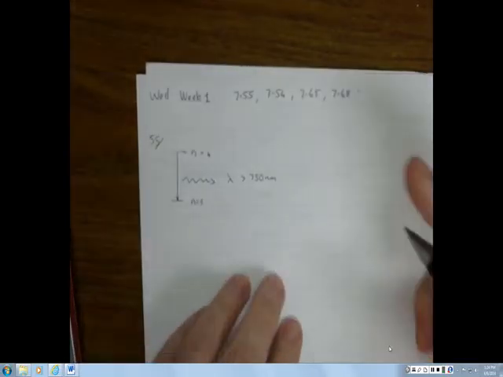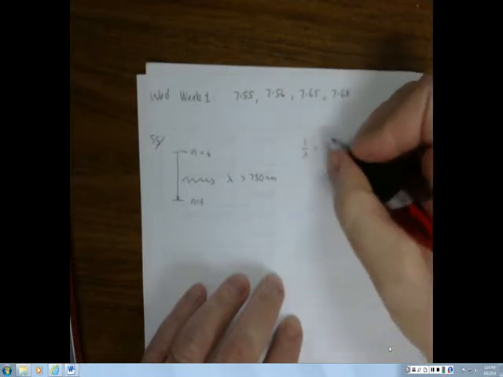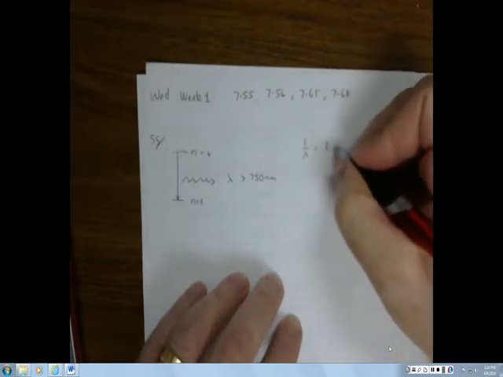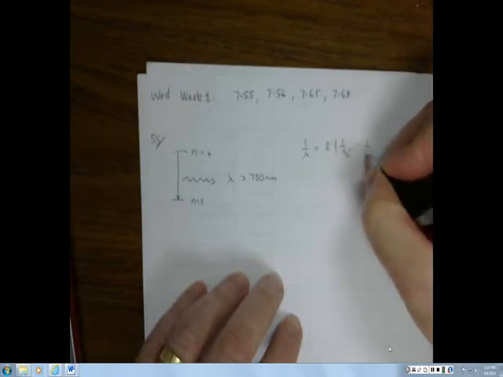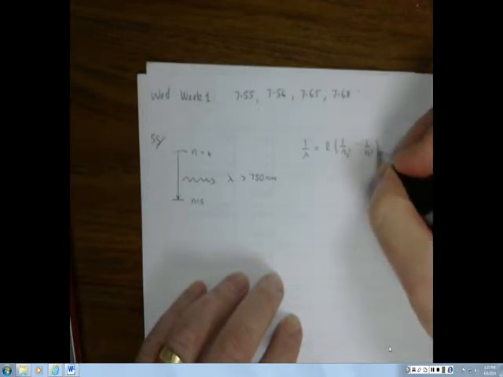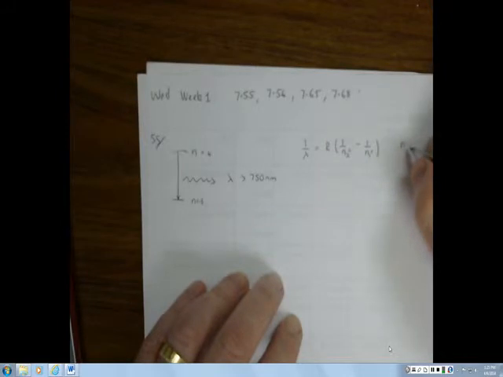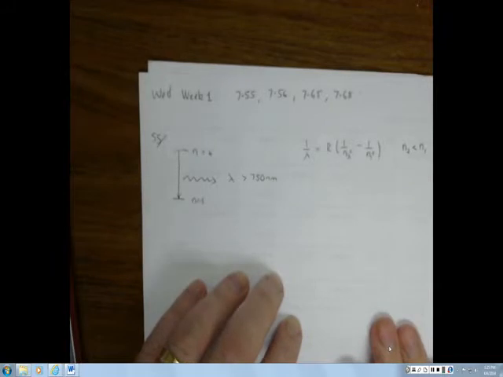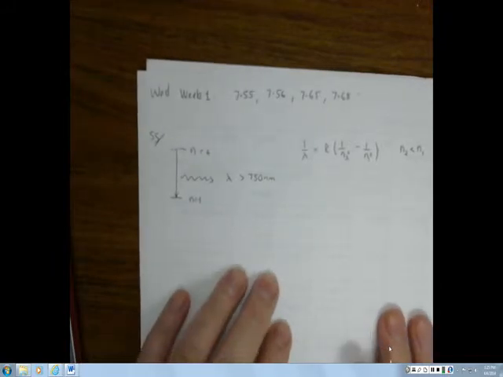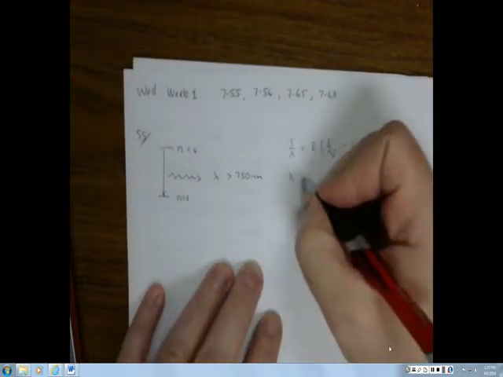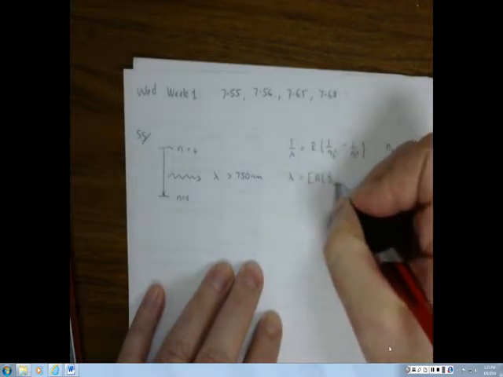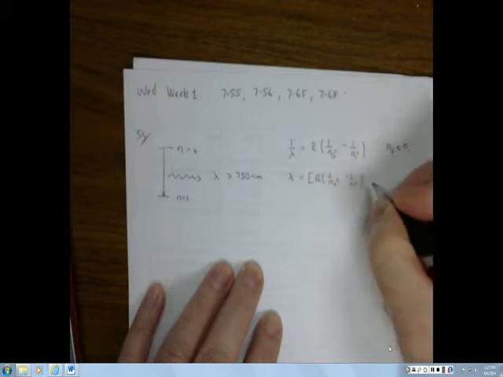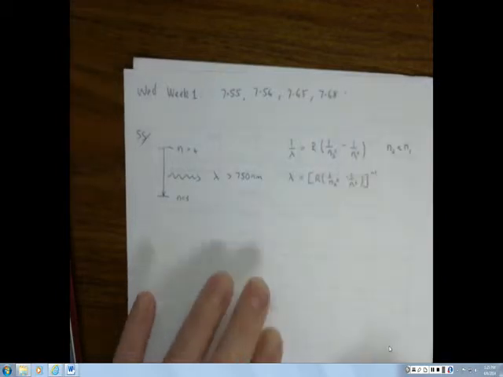Okay, so 1 on the wavelength is going to be given by the Rydberg equation, R times 1 on n2 squared minus 1 on n1 squared, and n2 is always going to be less than n1. So where it ends up is always going to be lower than where it started. We actually want the inverse of that, R times 1 on n2 squared minus 1 on n1 squared, to the minus 1, is going to give us the wavelength.